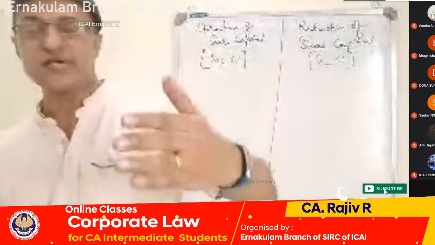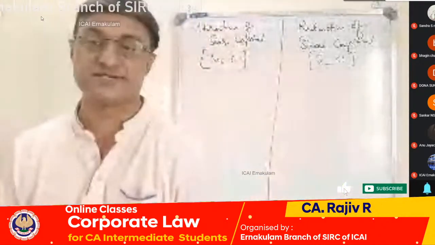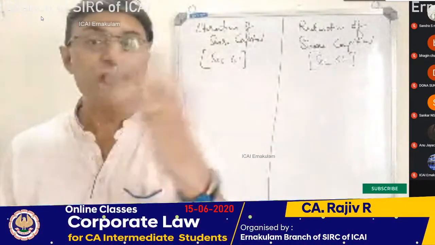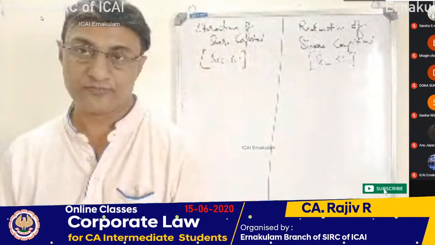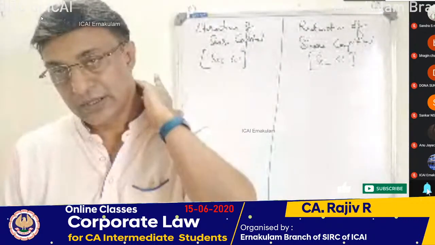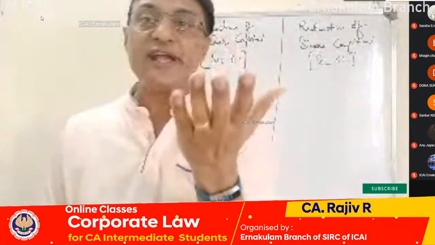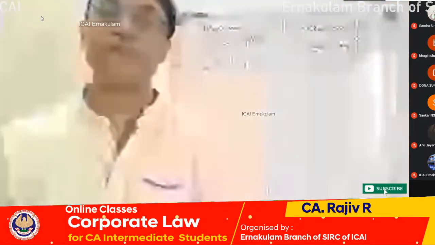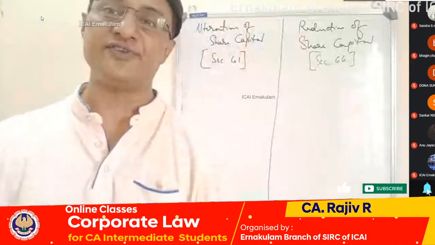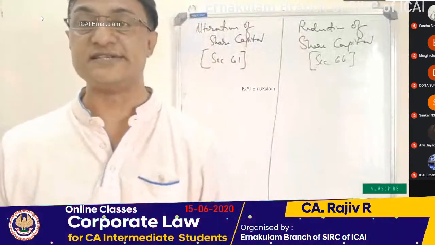Alteration of share capital, section 61, reduction of share capital, section 66. Divide your page into two parts. Of course, maybe 1 or 2 or 3 pages you have to follow this thought. So 2 pages you can rule it, and then we start. On the left side, alteration of share capital, section 61. On the right side, reduction of share capital, section 66.